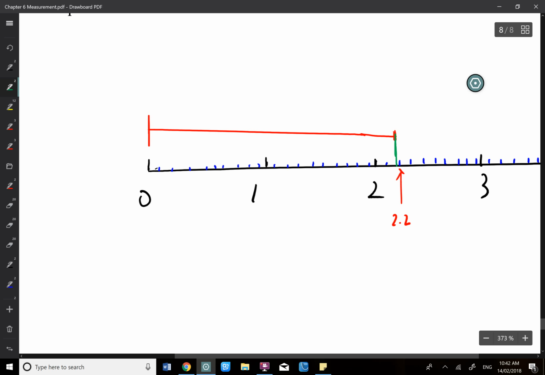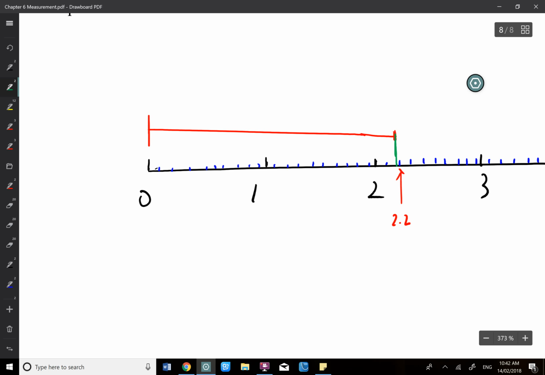Can you see it's not really reaching the 2.2 value? But when I ask you to measure this, you tell me that's 2.2 centimeters. You're not going to tell me that's 2.18, because you can't really measure 0.8 millimeters or 0.9 millimeters. You can't read that clearly on your ruler. So that's the limit of accuracy.